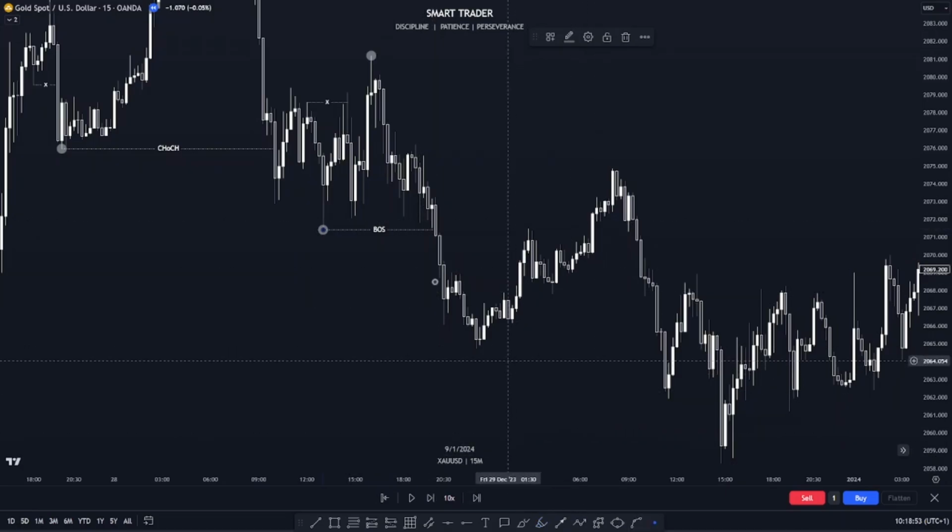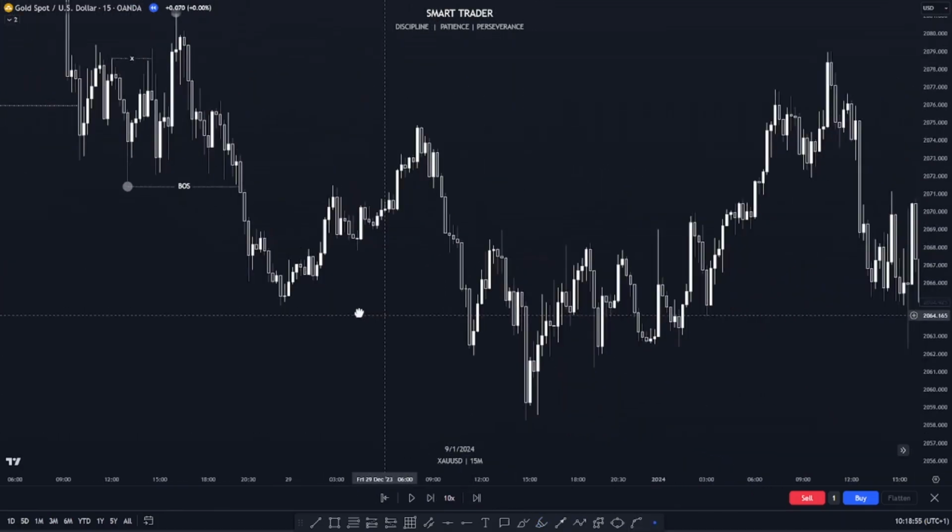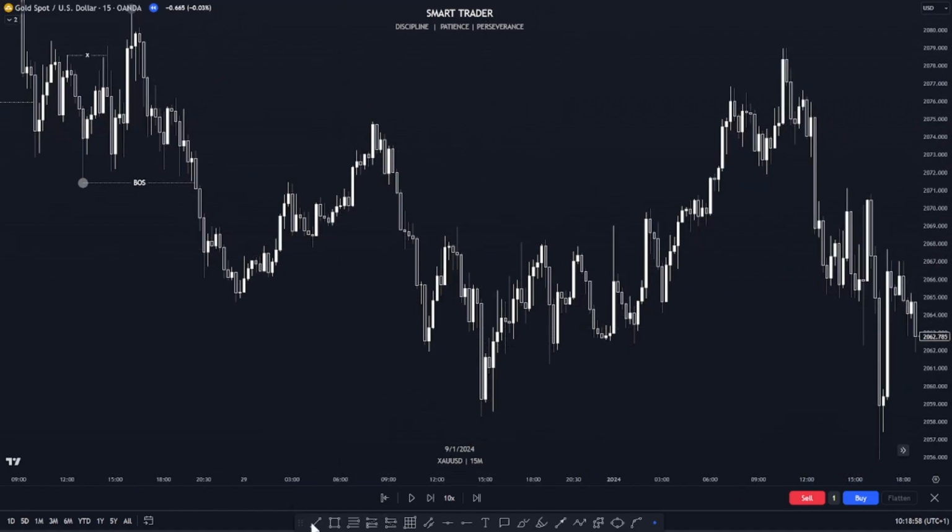So here we are. After that we have to wait for the market to create another valid pullback, take it out, and then we can mark another structure. Here we have an inducement.